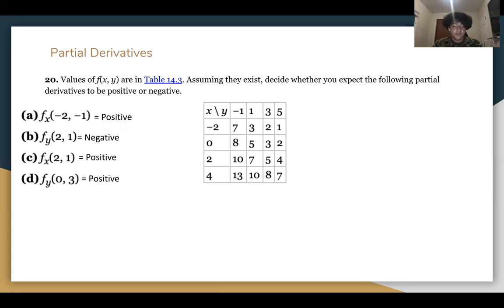So back to the problem, equation 20 is interesting in that it shows that you can use data analysis with partial derivatives. So for example, f with respect to x of -2, -1 yields positive numbers while looking at the graph. And the same could be said for a, b, and c, with the respective values and respective partial derivatives. So for x or y, you're able to tell, for example, for b it's negative, c it's positive, and d is also positive just by looking at the table.